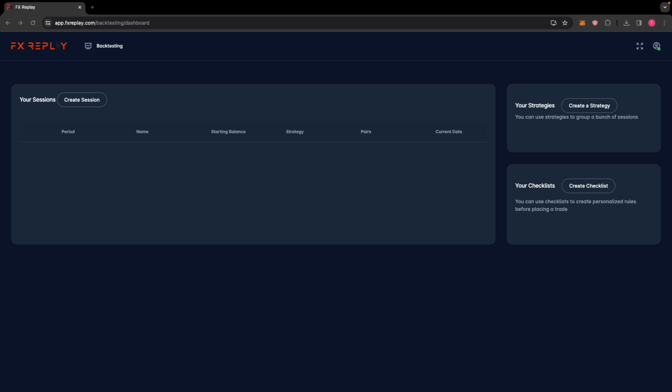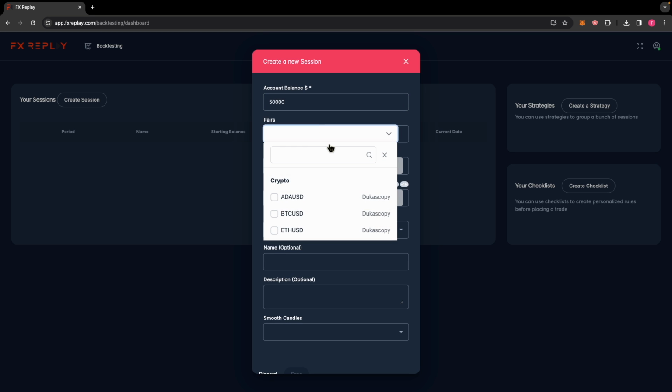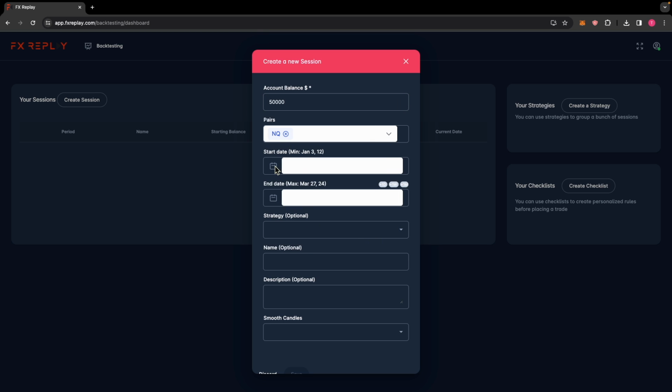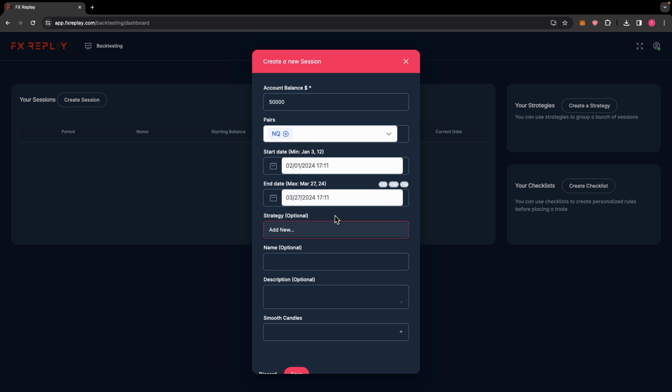So getting right into it, let's create a session and let's just do 50,000 and let's trade NASDAQ. Okay. And let's just do February 1st to March 27th. But for this example, since it's going to be quick, we're just going to look at 10 trades that I'll put together just to show you guys an example of how you can backtest in FX Replay.